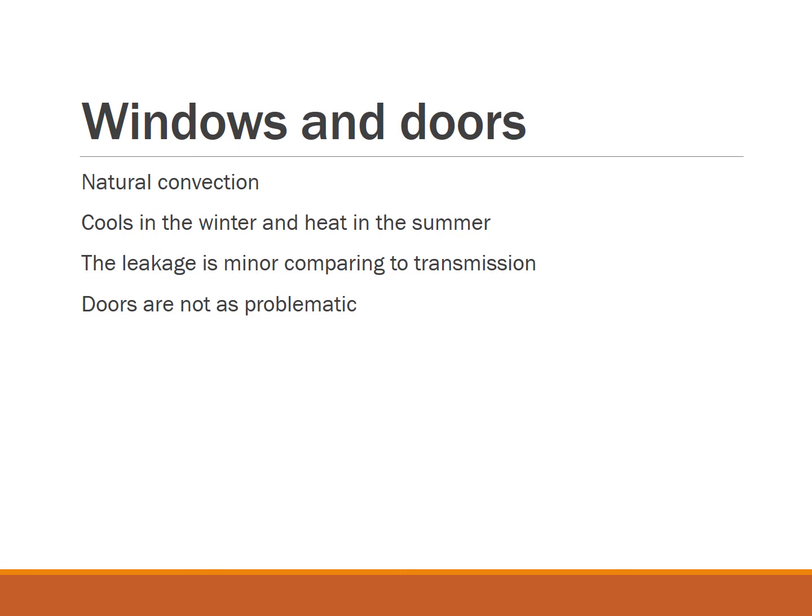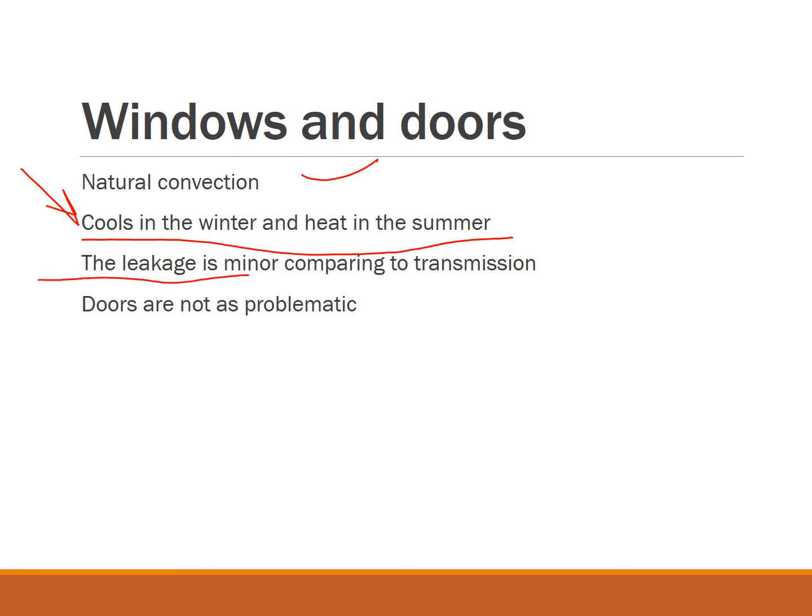For doors and windows, we have natural convection happening, and it cools in the winter and heats in the summer. So windows and doors in the winter cool the house, and in the summer they heat the house because they have glass and sometimes they're thin. In the summertime you probably touch the door or the window and it's kind of warm, so it's conducting heat to the inside. And the winter does the same.